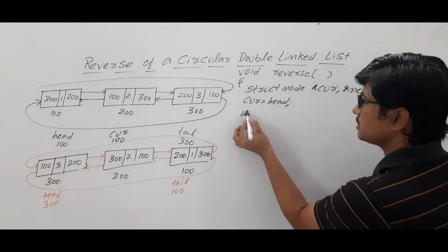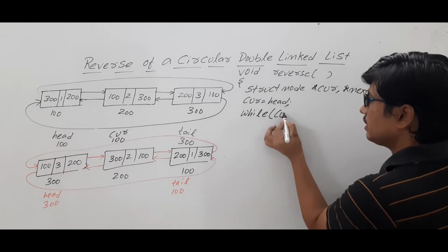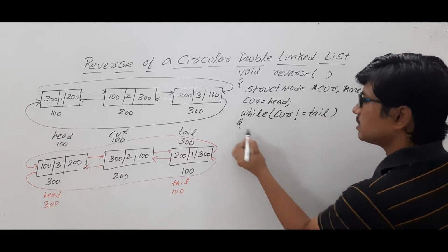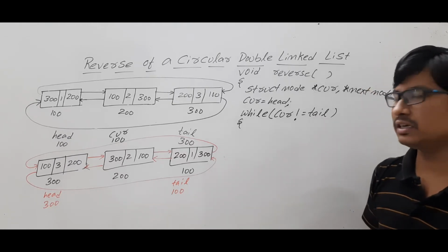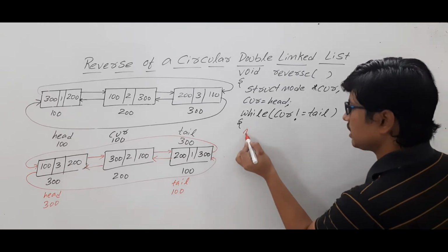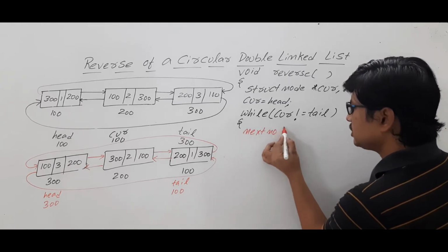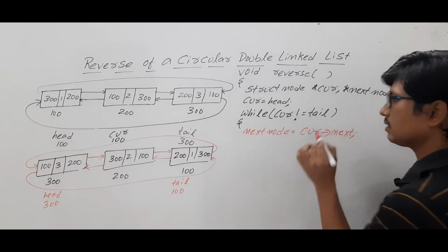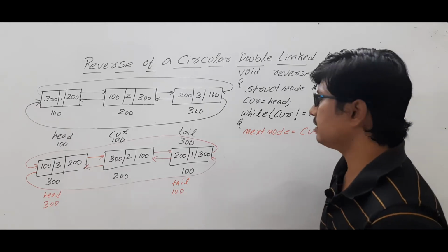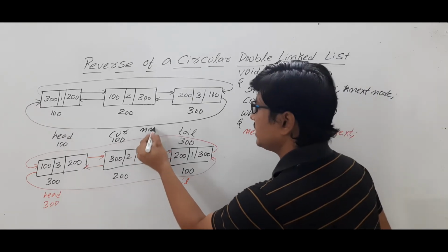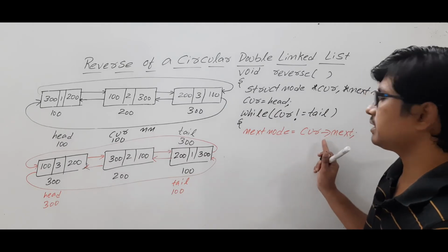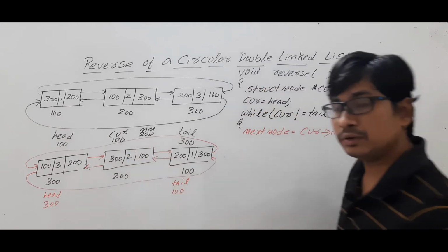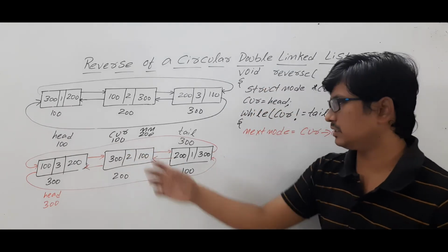So what I will do is, while current is not equal to tail, I want to execute some steps. The first thing is that I will write next node is equal to current of next. Are you able to understand? Let me make it simple, NN is equal to current of next. Current is 100, 100 of next is 200. That is the meaning of the next node.